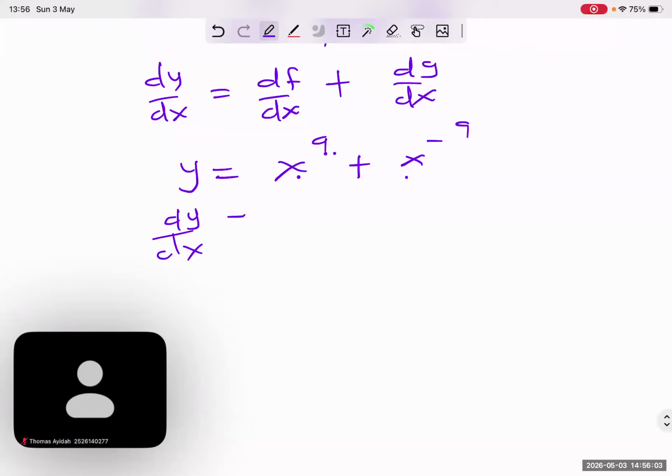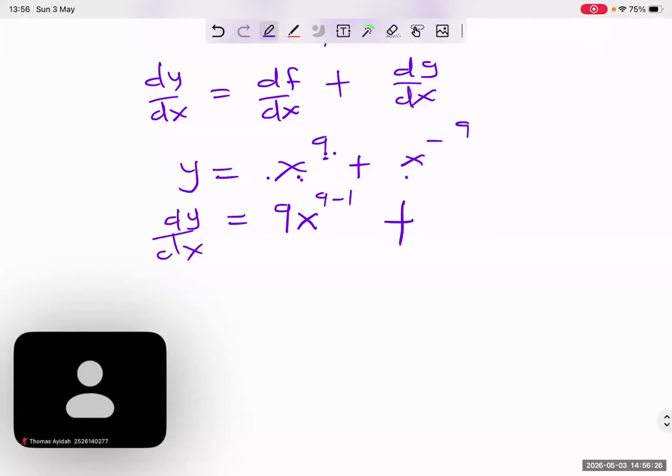So dy/dx is equal to, we go to the first function, x raised to the power 9. It's in the power form, so we can use the power rule. In the power rule of differentiation, we multiply the power by the x, that will give us 9x. Subtract 1 from the power, 9 minus 1.